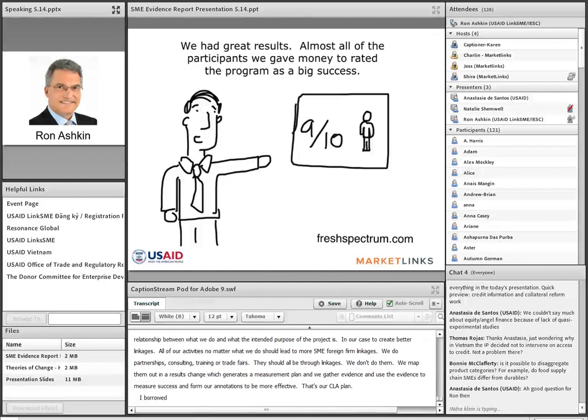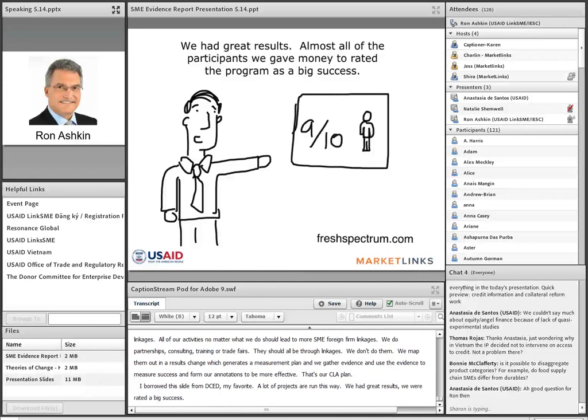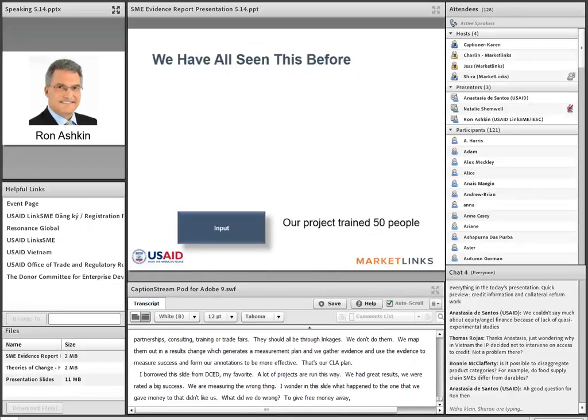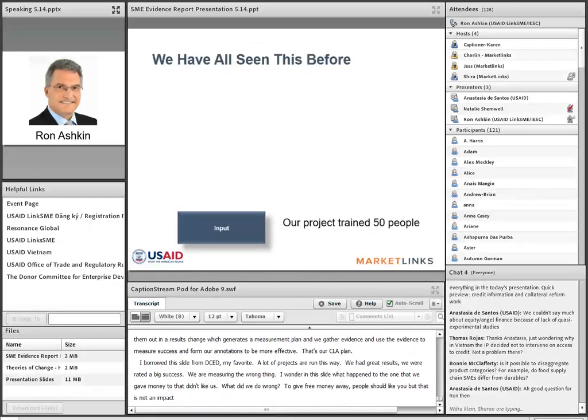I borrowed this slide from DCED. It's my favorite M&E slide. But a lot of projects are still run this way. You know, we had great results. All the participants we gave money to rated us a big success. It's kind of we're measuring the wrong thing. I wonder in this slide what happened to the one that we gave money to that didn't like us. Like, what did we do wrong? Obviously, if you give free money away, people should like you. But that's not an impact measure.